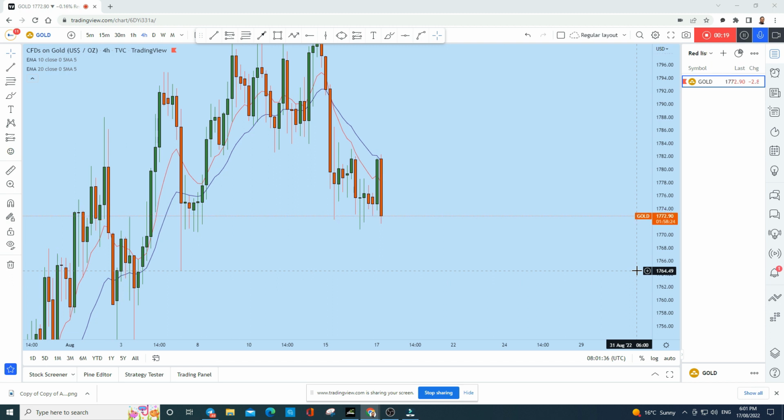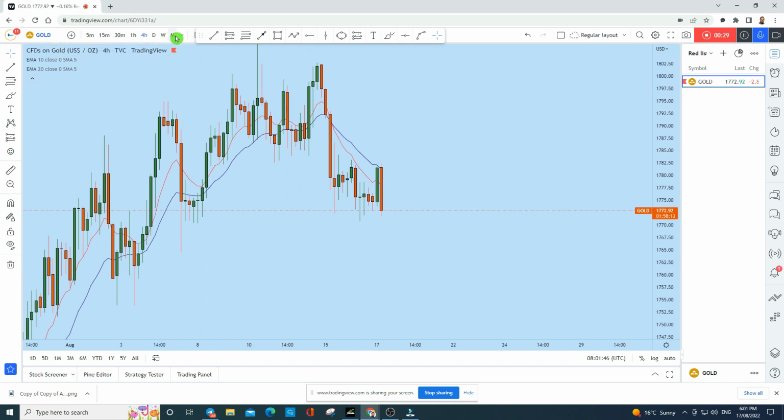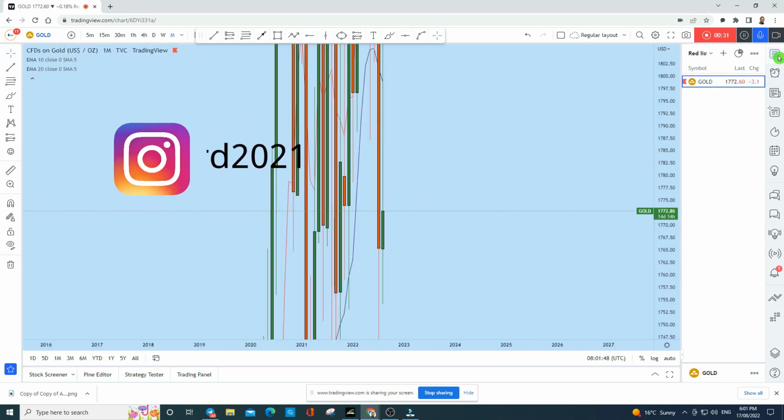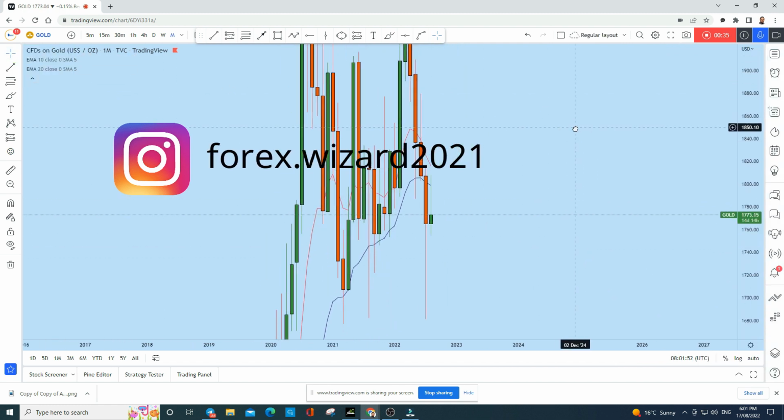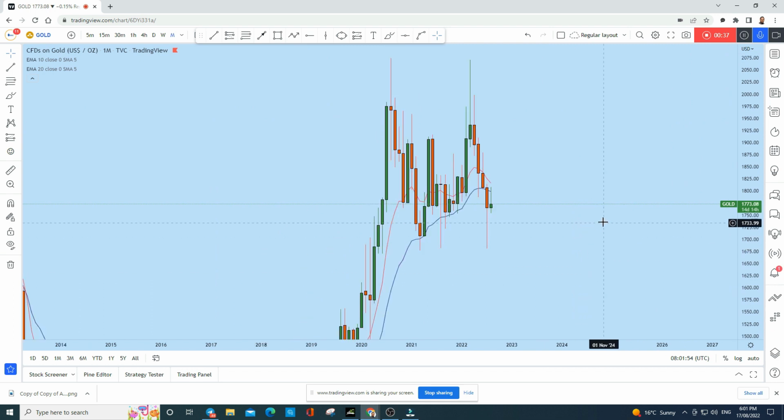So before we discuss what it is, let's do a complete multi-time frame analysis to see the bigger picture, and then we'll come back to this time frame to see how we can trade gold. Now, first of all, as usual, in all our analysis we look at the bigger picture. We'll look at the monthly time frame to see what's happening with gold.